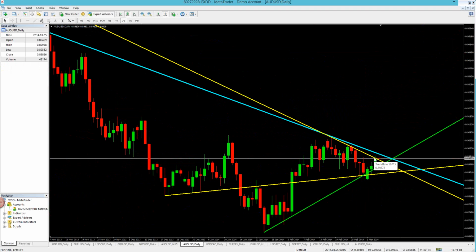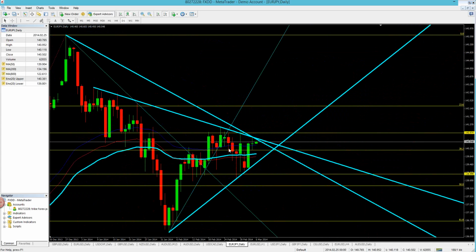We could see a sell-off here on the Aussie dollar. I honestly don't have a call here. It's not very clear. We're not getting a very clear reading on the Aussie dollar. I think that in the days to come, we'll see things really begin to become more clear.